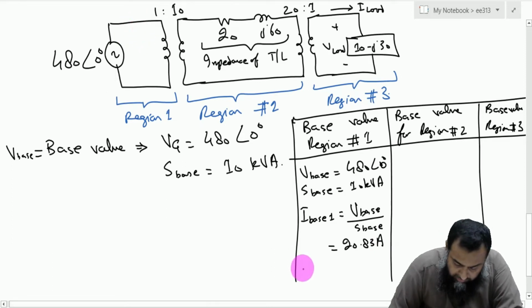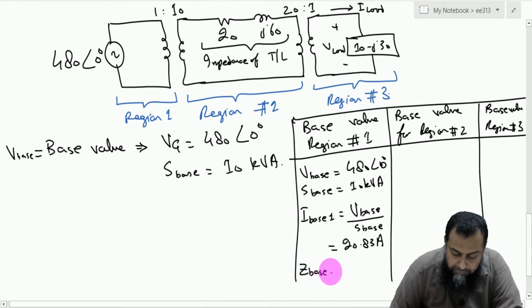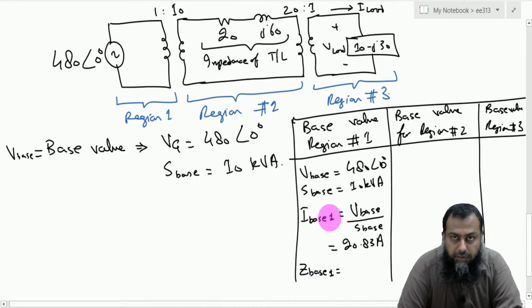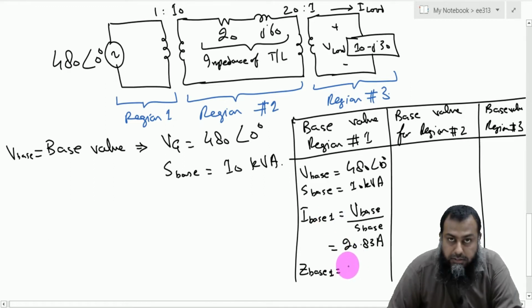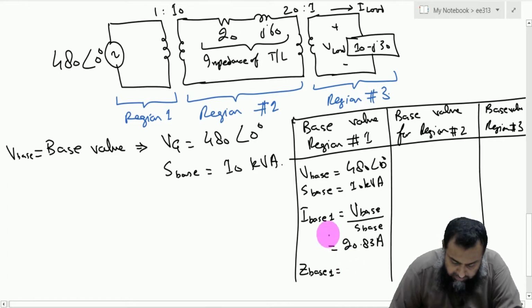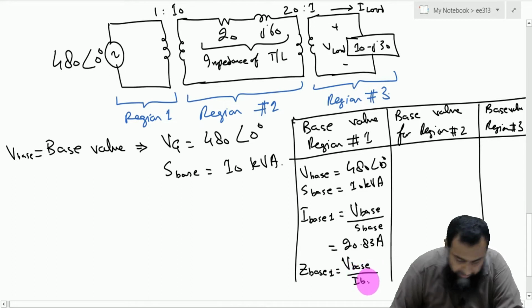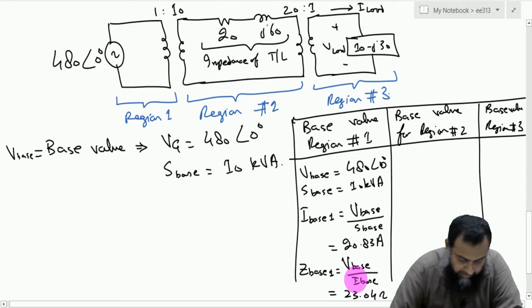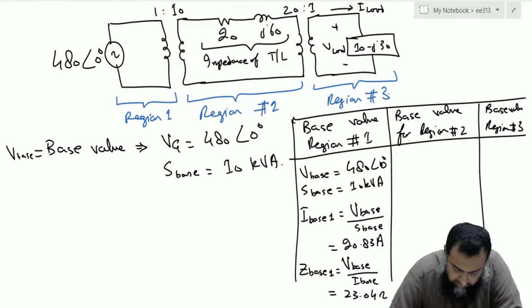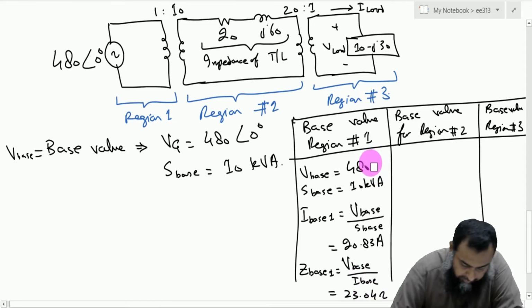Next, we can find out Z base 1, which is the impedance offered by region number 1. So Z base is equal to V base over I base. If I divide V base by I base, I get 23.0404, right? 480 divided by I base. We normally do not write the angle here, so that is just 480 volt.